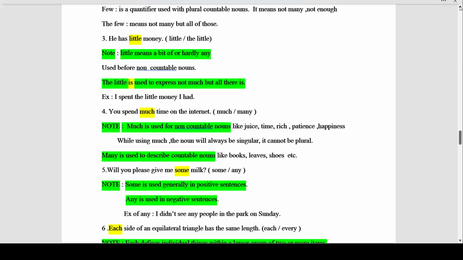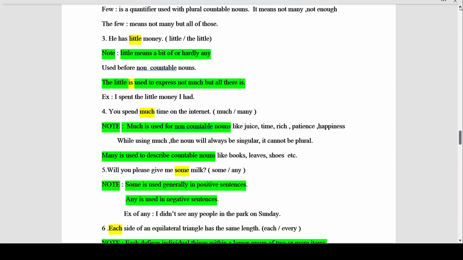Now number 4. You spend much time on the internet. Much and many. It is much. Why? Because much is used for non-countable nouns like juice, time, patience, happiness. Now, while using much, the noun will always be singular. It cannot be plural. Now, many is used to describe countable nouns like books, leaves, shoes, etc.